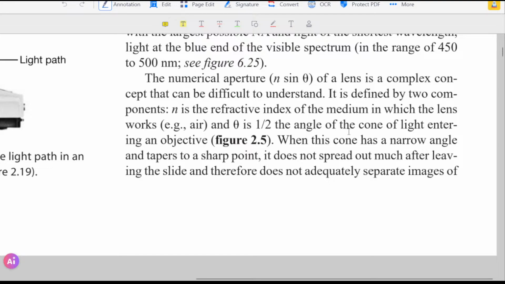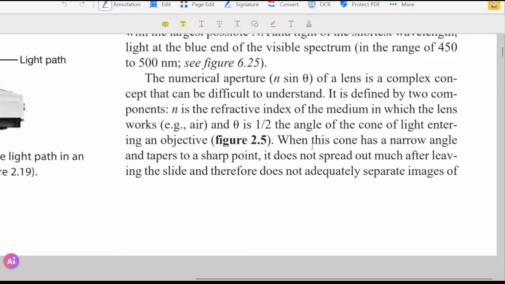So this is the 1/2. You mean if the light is entering the angle at 100 degrees, right? Usually it's not 100, but whatever. But this theta is like 50 degrees, because it is 1/2. If you divide 100 by 2, it becomes 50. That is the angle of the cone of light entering an object.